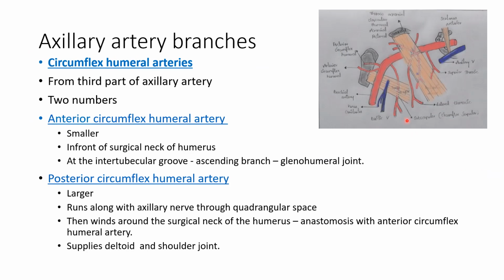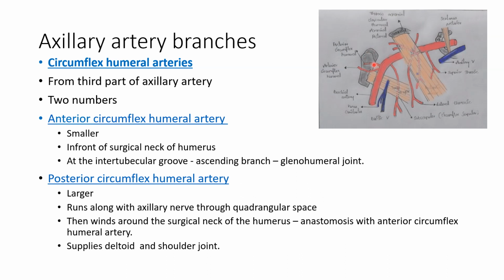And coming to the circumflex humeral arteries. These arise from the third part of the axillary artery. They are anterior and posterior circumflex humeral. Of the two, the anterior is smaller and traverses in front of the surgical neck of humerus and at the intertubercular sulcus. It will give an ascending branch to the glenohumeral joint.